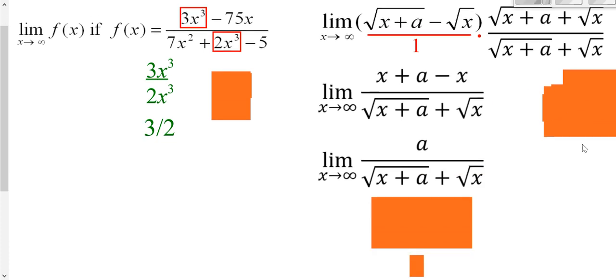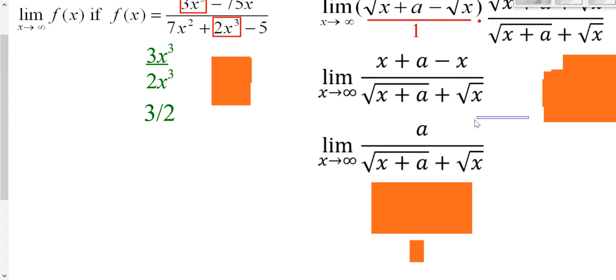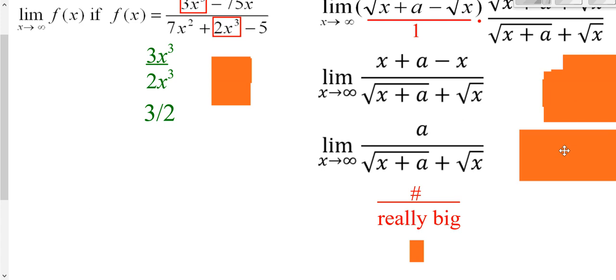So now we look at what we have here. Here we'd have one number on top over, if we're plugging in big numbers, so a is some number we don't know, but if you're plugging in big numbers down here, the square root of a big number plus the square root of another big number would be a big plus a big. Well, big plus big is still really big. So you get some number over something really big, meaning you'd be dividing by something really big, so it would end up being close to 0.